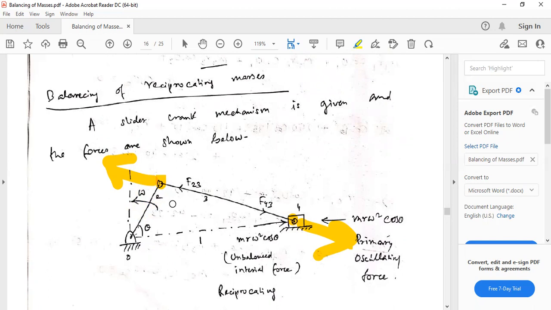Here, let's say this part, the slider is moving in this direction, so it will pull link 3 in this direction. So ultimately the force passing through this point can be taken in this direction. Actually F43 is the force acting on link 4 with respect to link 3. Here F23 is the force acting on link 3, sorry, the force exerted by link 2 on 3. This is the force exerted by link 4 on 3.